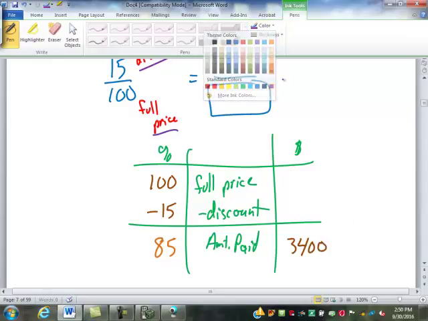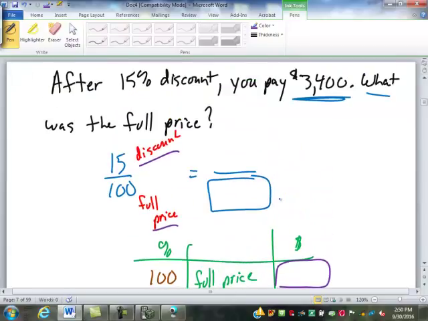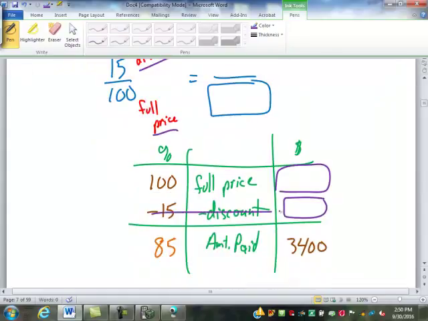So the final question is, what are we looking for? Are we looking for the dollar amount of the discount or the full price? What was the full price? Yes, we're looking for the full price. So I don't need the discount. I need the full price.